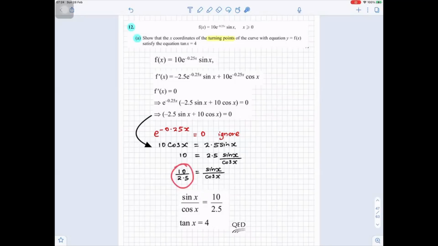So you got 10 divided by 2.5 is equal to sine x divided by cos x. Sine divided by cos is tan. So sine x divided by cos x is tan x. You must remember that. So that means tan x, 10 divided by 2.5, is 4. QED, as required to show.